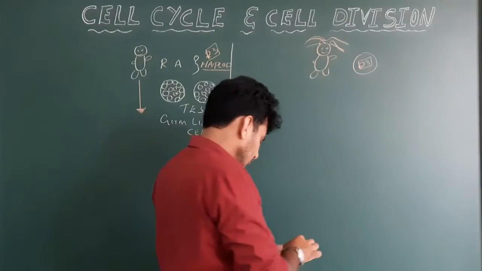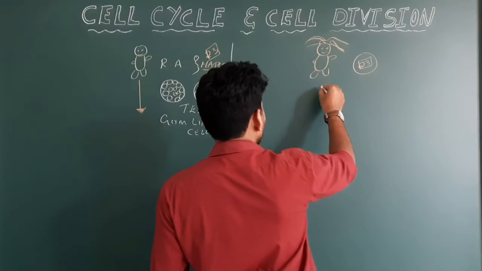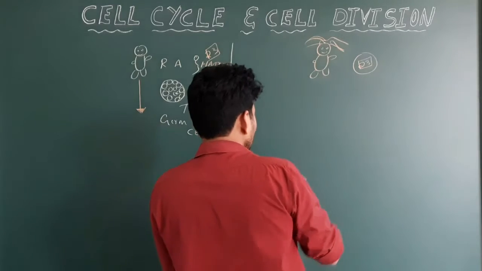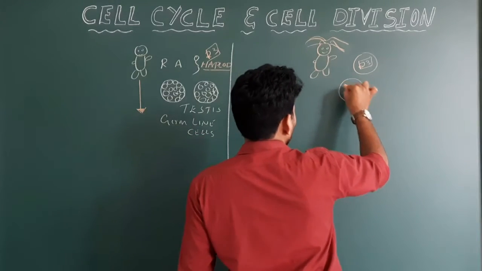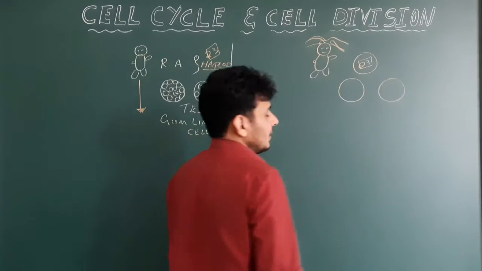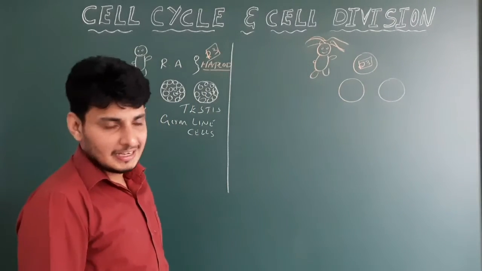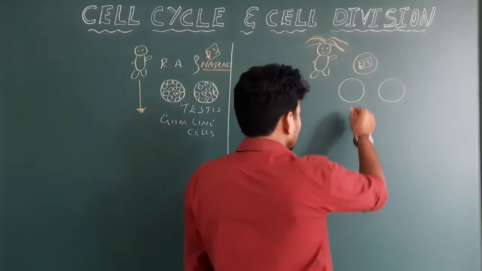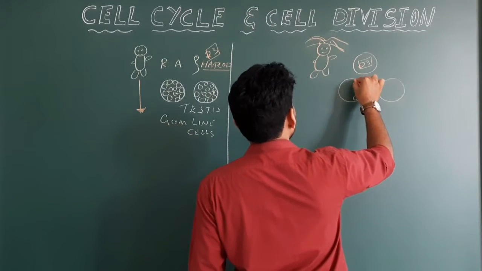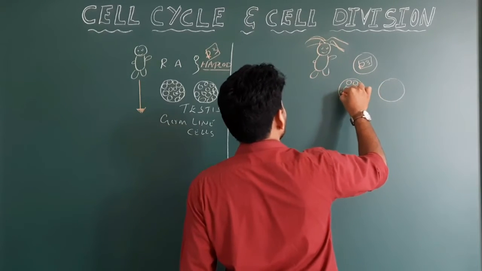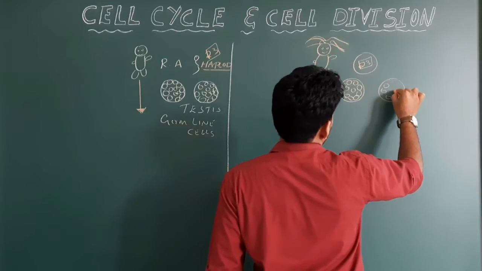If you take the female, the main or primary reproductive organ is the ovaries. How many ovaries are there in a female? Similar to testes, a pair of ovaries will be there in females. And again, here you see germ-line cells present in the ovaries.